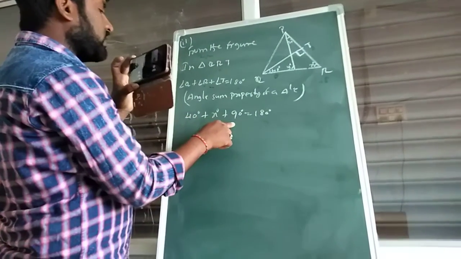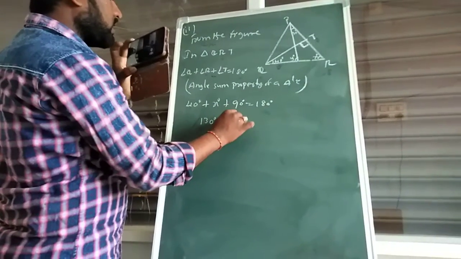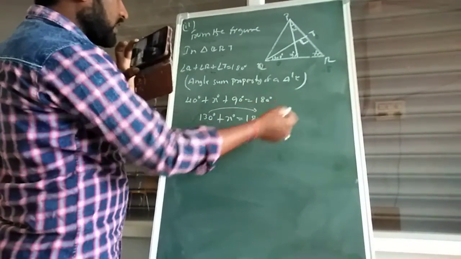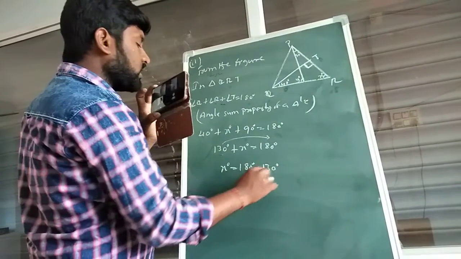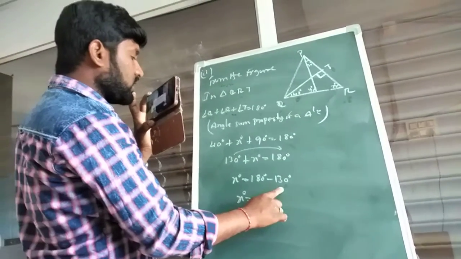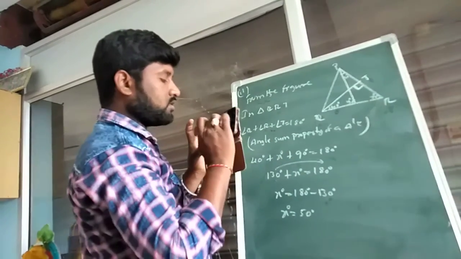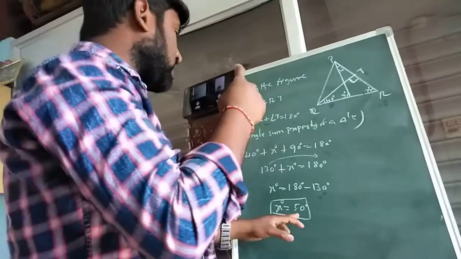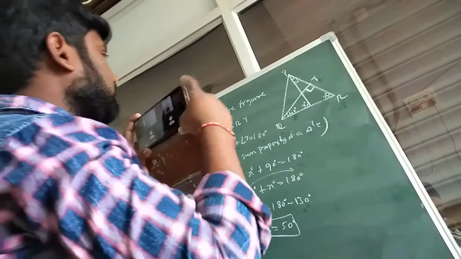Now 40 plus 90 is 130 degrees, plus x degrees is equal to 180 degrees. Transposing 130 to the RHS, x degrees is equal to 180 minus 130 degrees. Now x degrees is equal to 180 minus 130, that is 50 degrees. Okay, so we are getting x equal to 50 degrees.